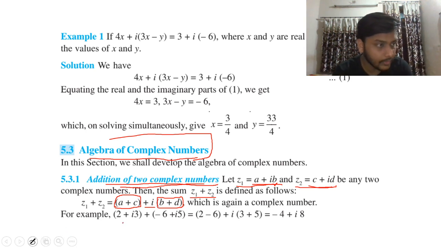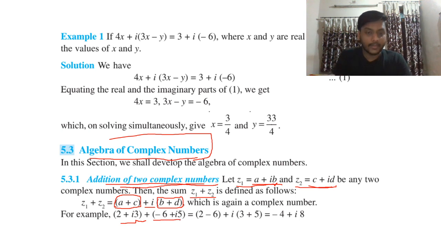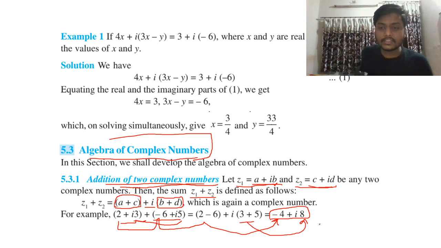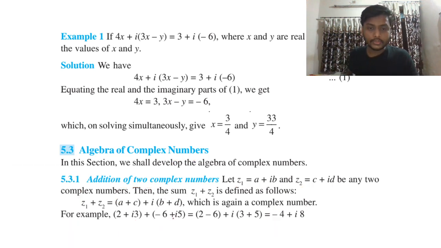If we take an example, we have 2 plus 3 iota plus minus 6 plus 5 iota. When I add them, I have 2 minus 6, which is minus 4, and then 3 plus 5, which gives 8 iota. So it becomes minus 4 plus 8 iota. Are we getting this, guys? Is that clear to you all? So this is how we define this: 2 minus 6 is minus 4, and plus iota times 3 plus 5, that is minus 4 plus 8 iota.